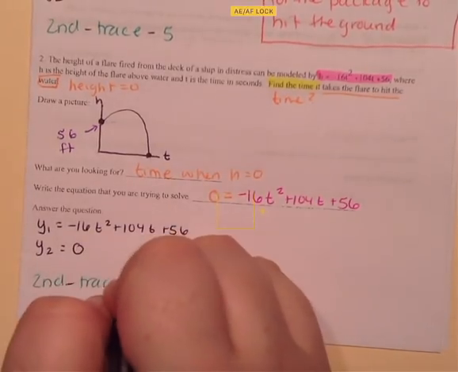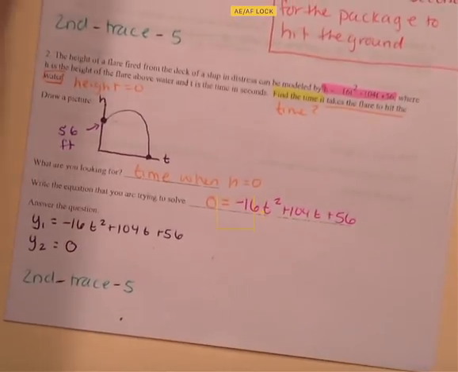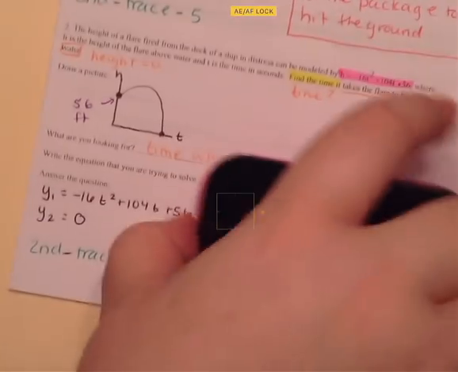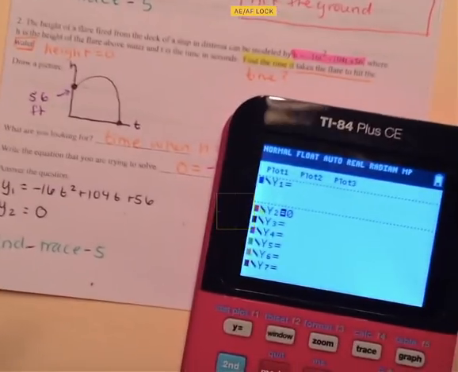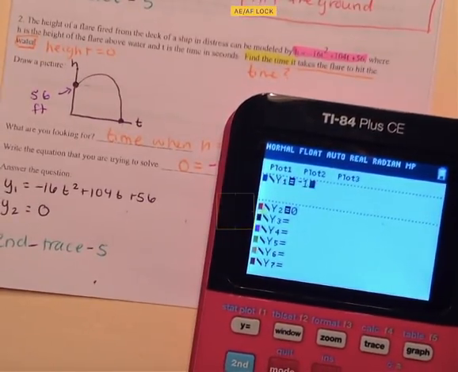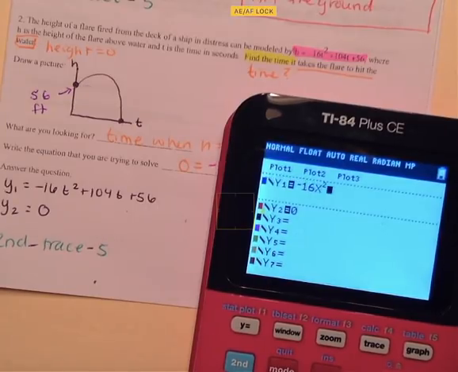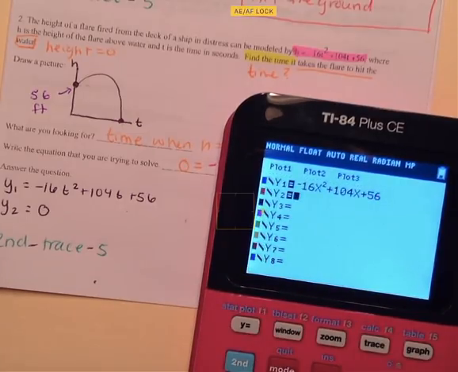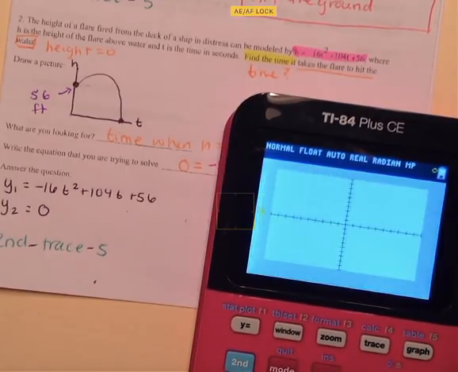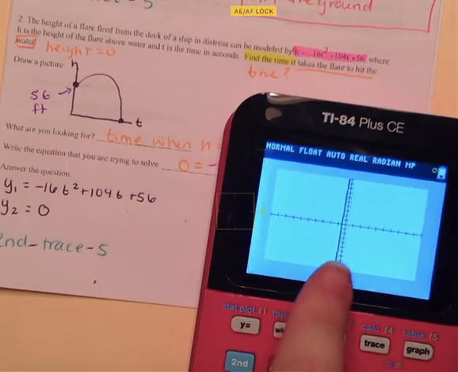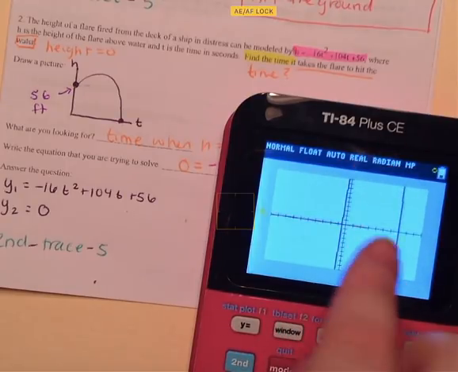So if we go into the calculator, I'm going to clear out my original one from the first one. So I have negative 16, I'm going to use x squared plus 104x plus 56. And then my second equation, I need to make sure it's still 0. Now if I go back to zoom 6, so I can see a standard window, and see what happens. We can see that it's going up and then it's coming back down.